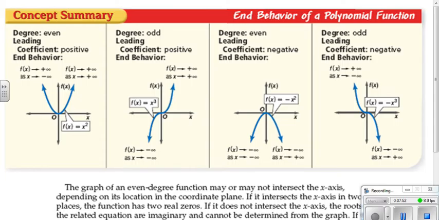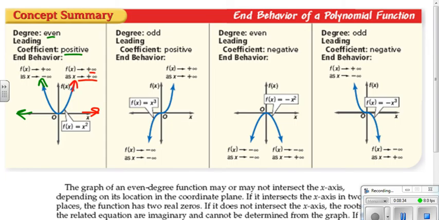When the degree is even and the leading coefficient is positive, then the end behaviors would look something like this. F of x approaches positive infinity as x approaches negative infinity. So again, as x goes to the left, f of x approaches positive infinity. So it's going up. So whenever we have even degree with a positive coefficient, as x goes to the left, then f of x will approach positive infinity. F of x will go up. And on the other side, as x approaches positive infinity, f of x approaches positive infinity.